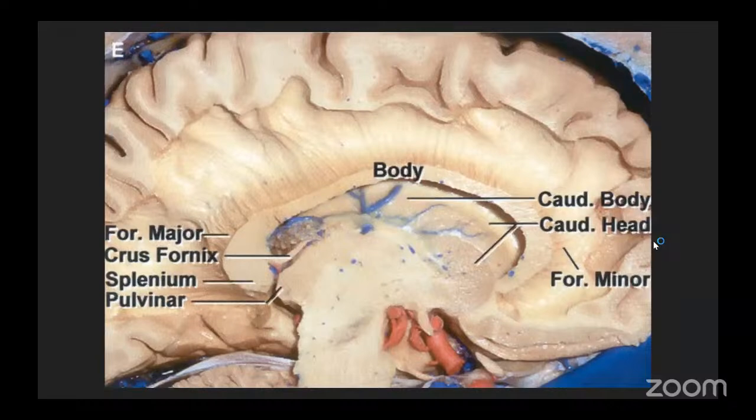Okay, so this is another beautiful cadaveric dissection that we have seen before. What do you see here? What is the most prominent structure apart from the cortices?